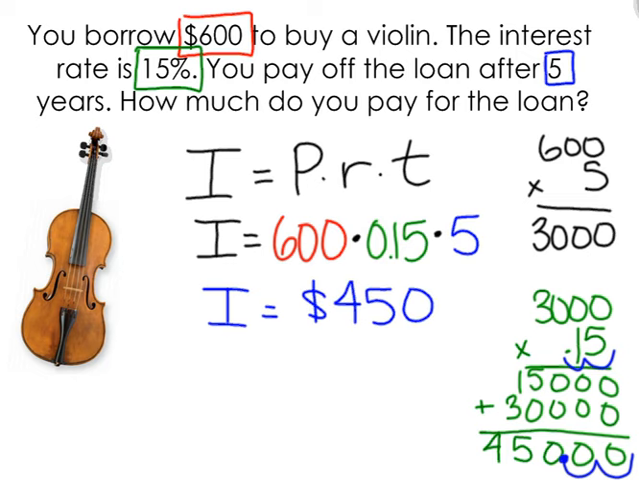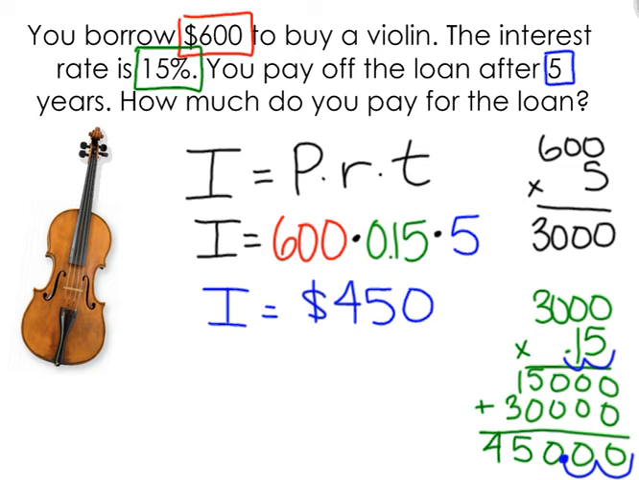So think about that for a second. You bought something that only cost $600, yet you have to pay an additional $450 in interest. So that might seem like a lot, but that is something that happens all the time when you're buying things and taking out a loan for them. So just be aware of that as you become a consumer.